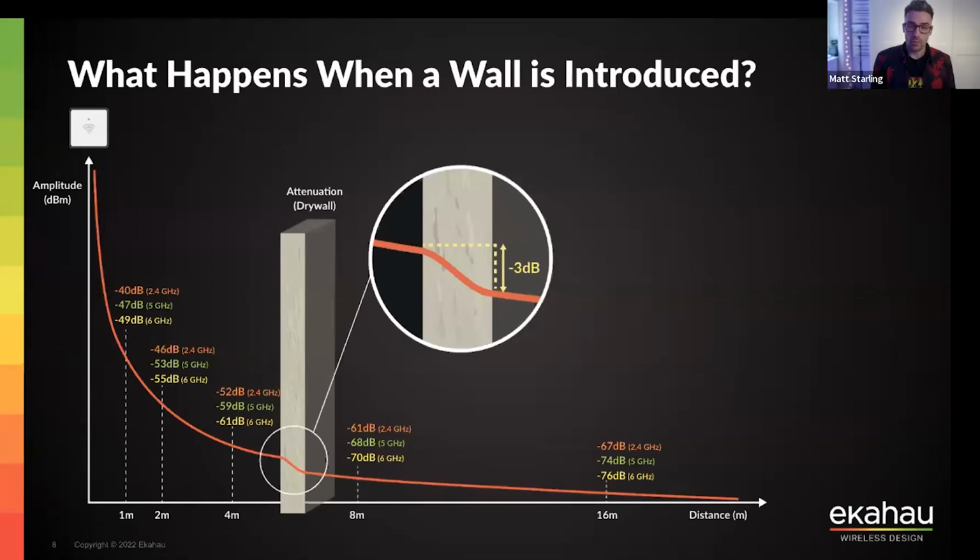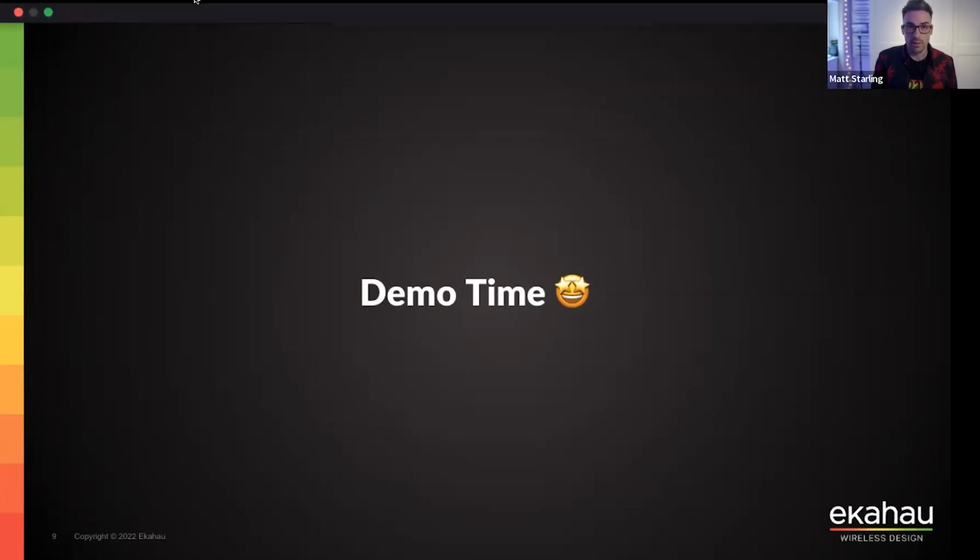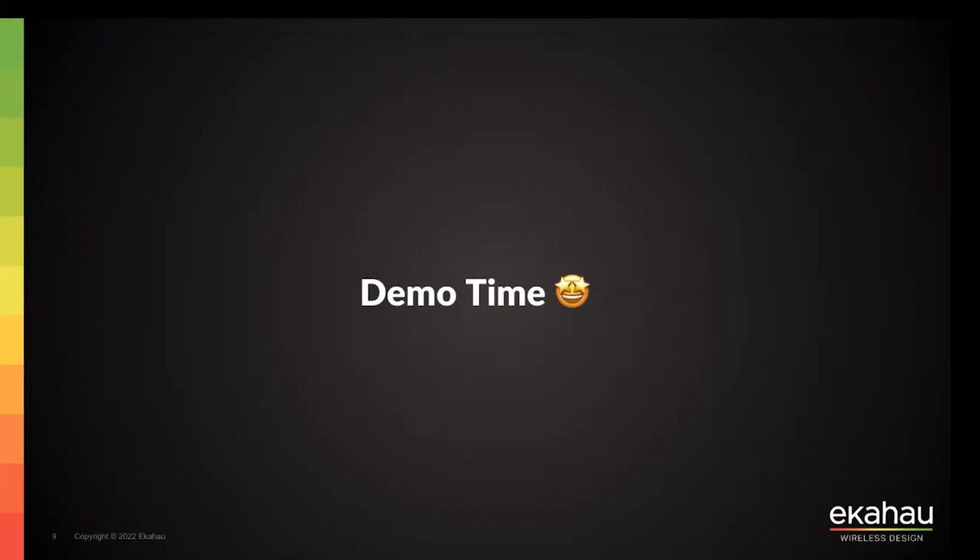Exactly, and I think it's probably about time that we jumped into a demo, Mac, so we can show people one of our amazing new features, which is the wall calibration tool, which really helps us get much more accurate predictive models. So why don't I actually get that going right now? So here we go.